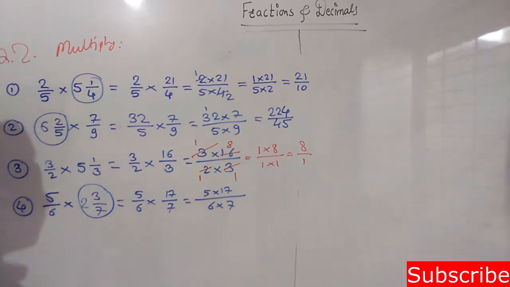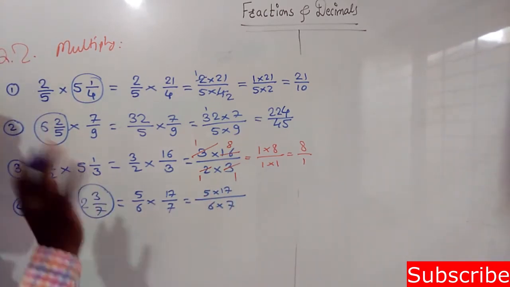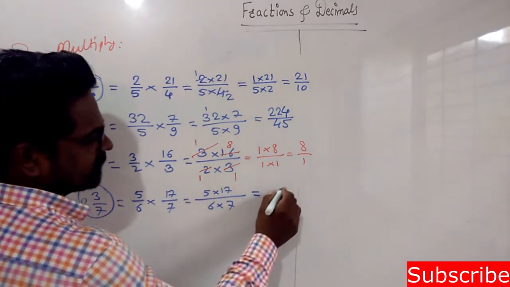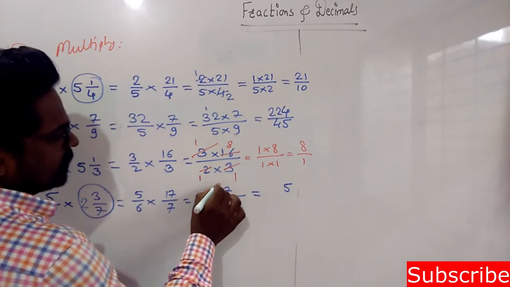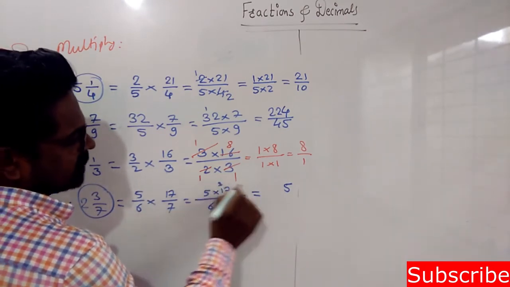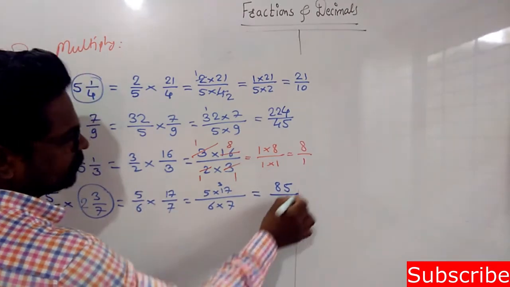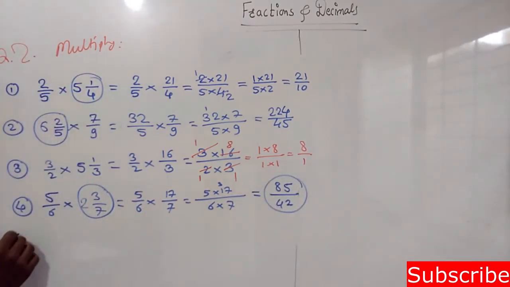Now is there any common factor between numerator and denominator? No, there is no common factor. So it is equal to 5 7s are 35, means 3 carried. 5 1s are 5 plus 3, 8, divided by 6 7s are 42. Finish. That will be your answer of this question. Number 5, the 5th question. Now what is the 5th question?